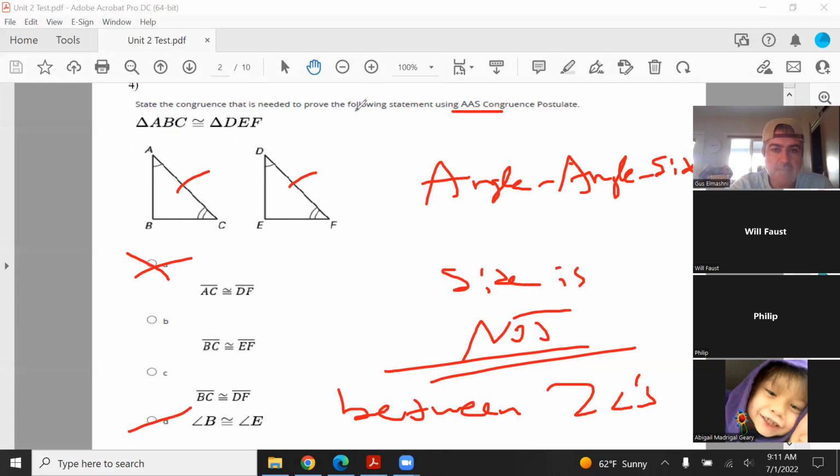Well, BC and EF, if those are the same, that's okay now, because now you got the angle, angle, side. It goes in order. Angle, angle, side. Or you could say side, angle, angle. BC and DF makes no sense, right? You have to correspond. So anyway, it's going to be B.